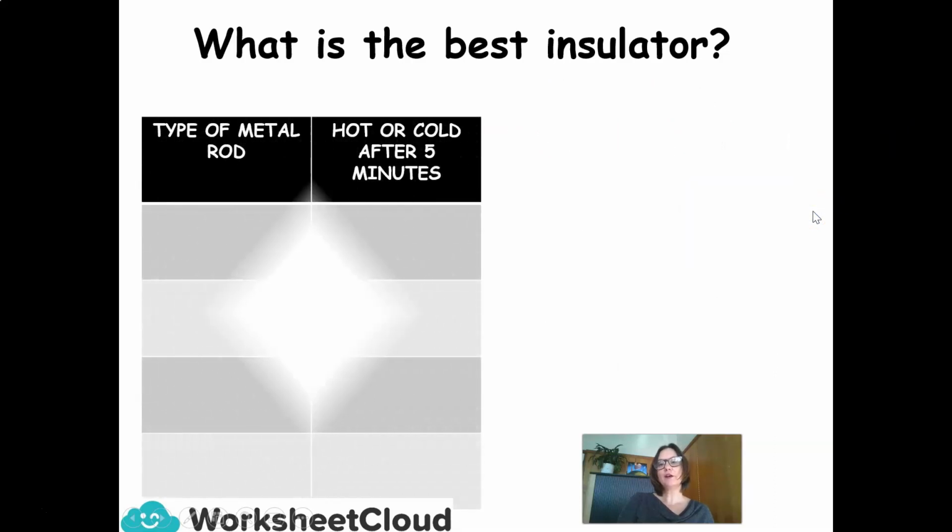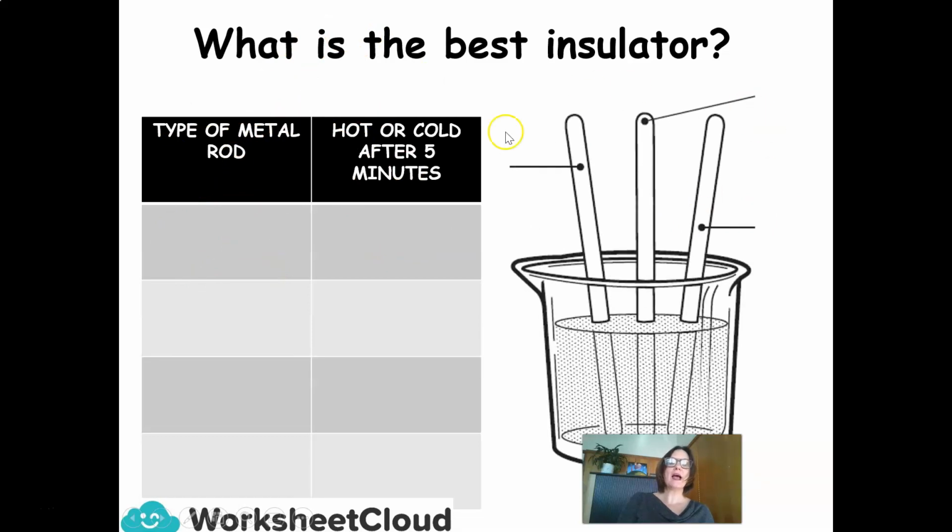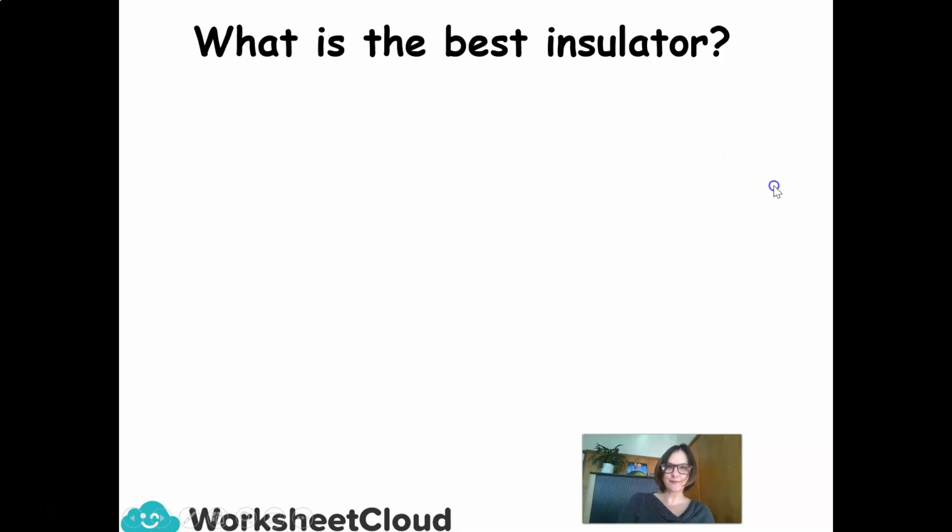And let's take a look exactly how we would have set it up in class. We would have said what rod we had and is it hot or cold after 5 minutes, and we would have said which was the better insulator. In other words, which rod did not allow the heat to travel through it. And remember, insulators are important.